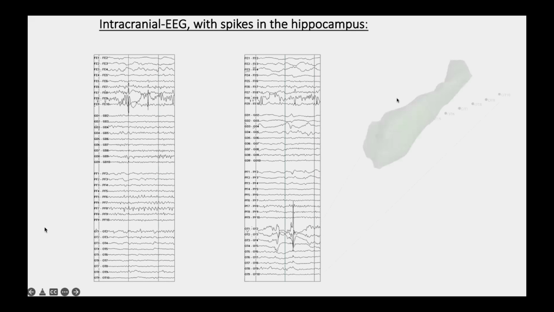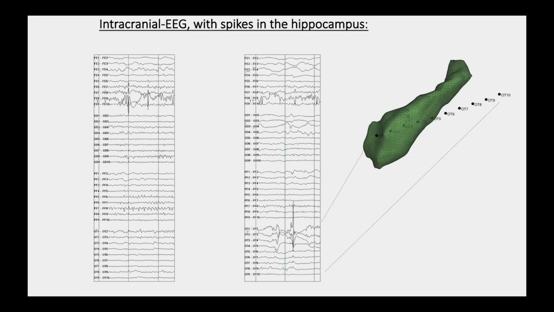And here we actually have spikes in the hippocampus. These are these same electrodes, and you can see this activity on these electrodes. There's a big sharp burst there, and that is very abnormal to have. And that area generated seizures in that same person later on.